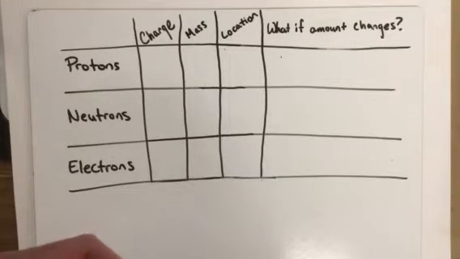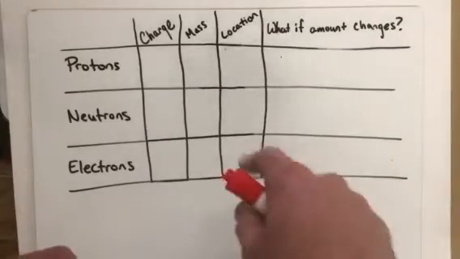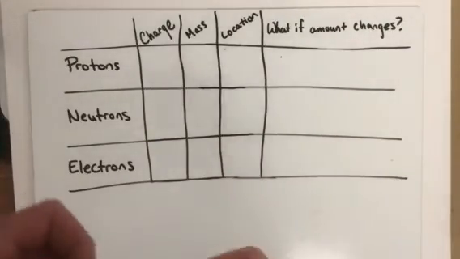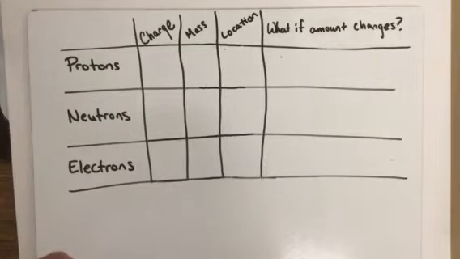Pause the video. Think about it. Maybe draw this chart out. See if you can fill it in. Go ahead right now. Pause the video and draw the chart. See what you can do. And then press play and see what I do. All right. So here we go.